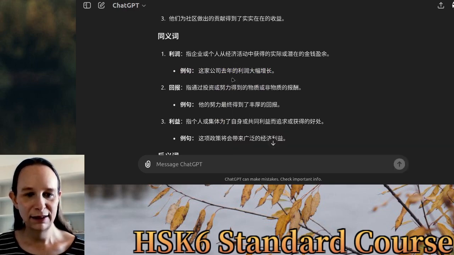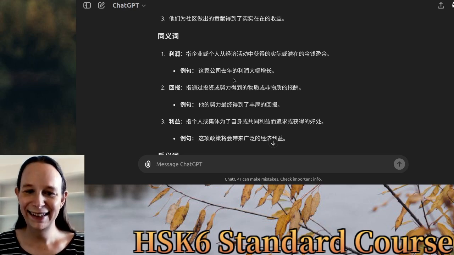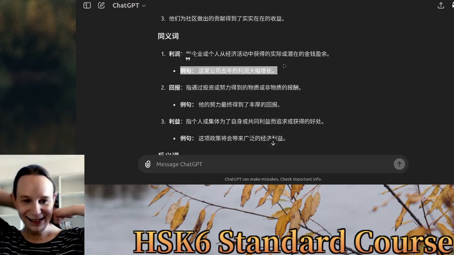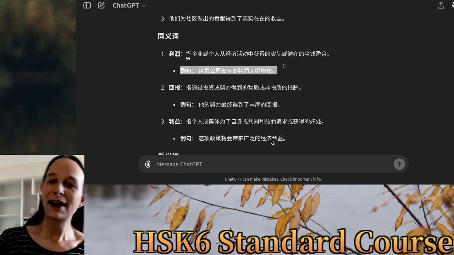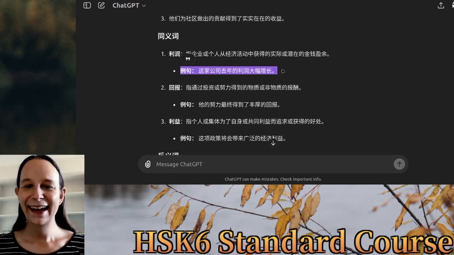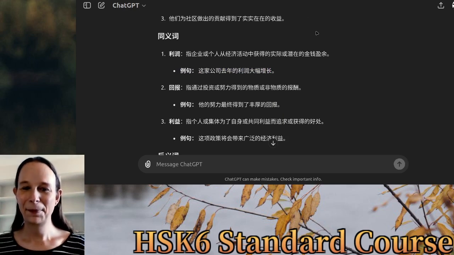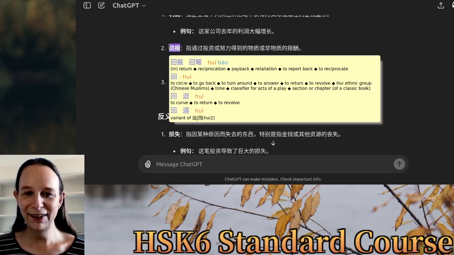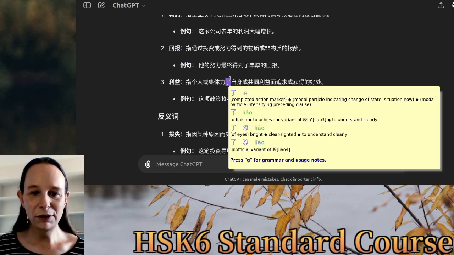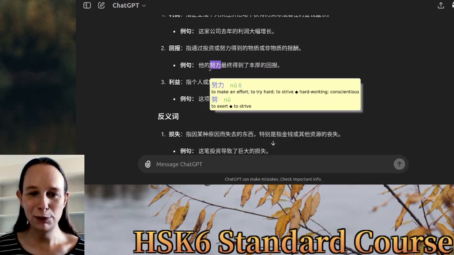这家公司去年的利润大幅增长. All right, this is a little strange. Like, so they're talking about last year's profit. But if it's increased a lot, then they're comparing last year's profit with the profit the year before, right? Yeah, usually you compare this year's profit with last year's profit. So it's a bit of a weird sentence, I think. 回报 is like a return on investment, is that return? Oh, among other phrases. 他的努力最终得到了丰厚的回报. Yeah. A generous return on his 努力, hard work, I guess.